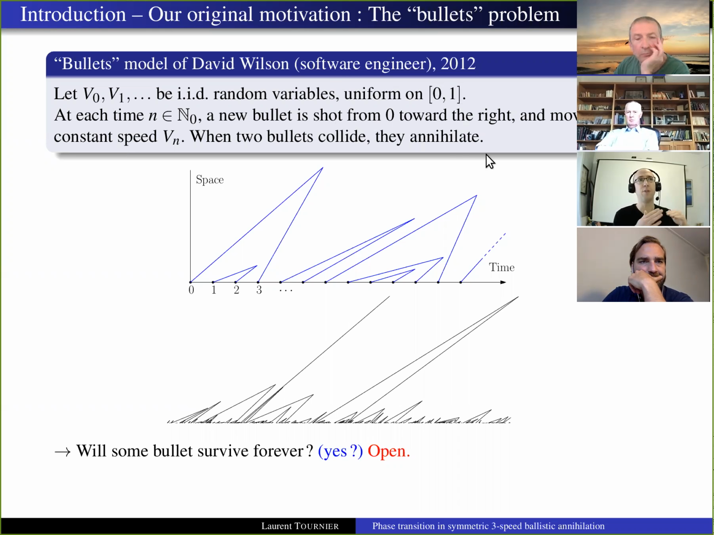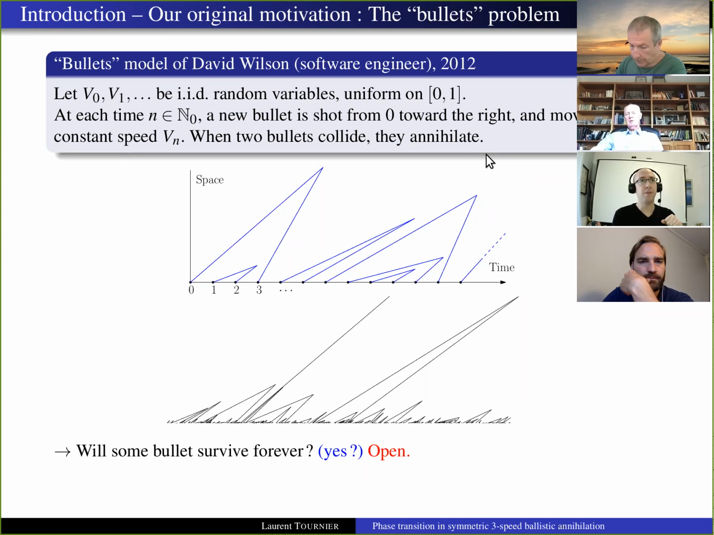So say that the first bullet is shot, then the second bullet, if it's faster, it might catch up with the first one, and then they would annihilate, unless the second bullet is itself caught by a third bullet that would be even faster. So you have this kind of dynamics happening.